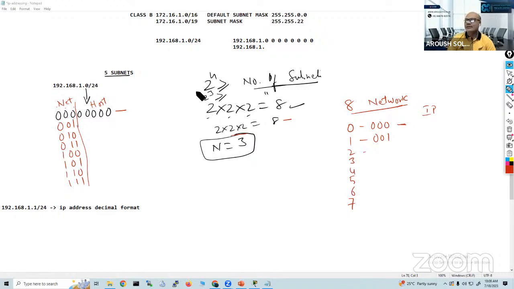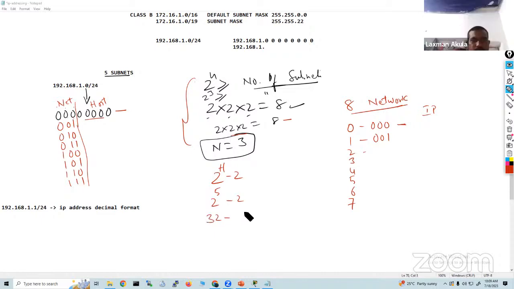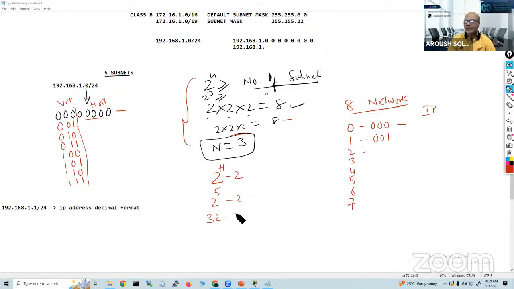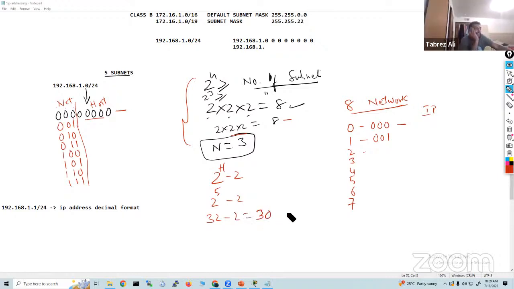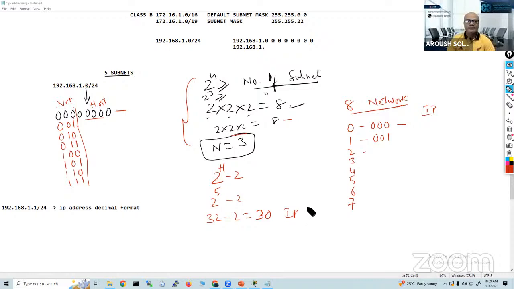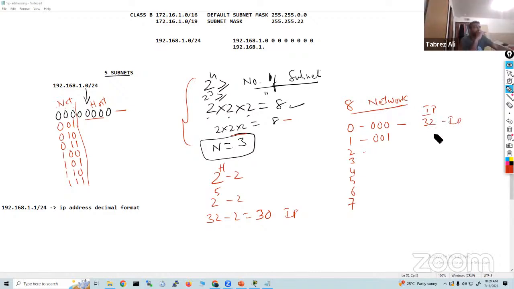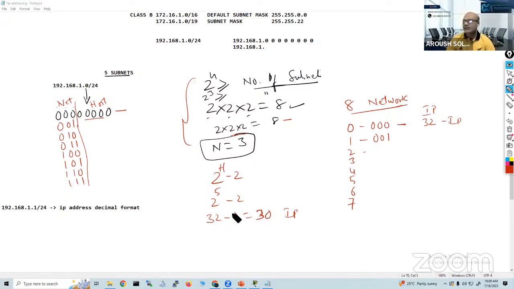See, very simple. That was for the subnetting, right? To calculate the hosts, the formula is 2 to the power of h minus 2. So how many host bits? 1, 2, 3, 4, 5. 2 to the 5 is 32, minus 2 is 30. 30 IP addresses in each network. Okay. 32 IPs in total. Why this minus 2? Hafiz, you tell me.